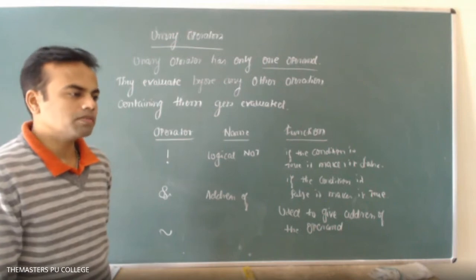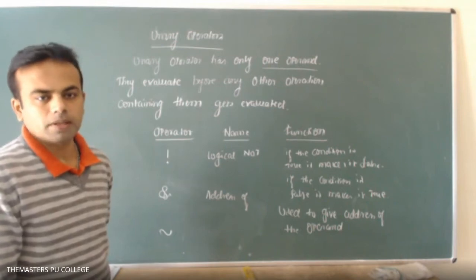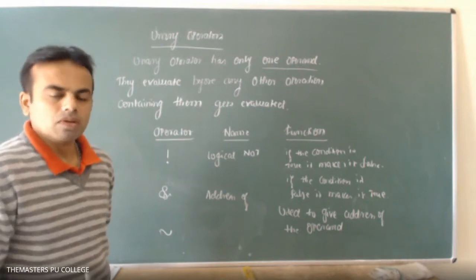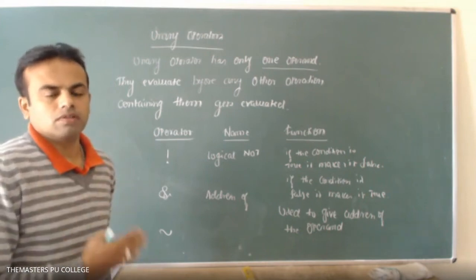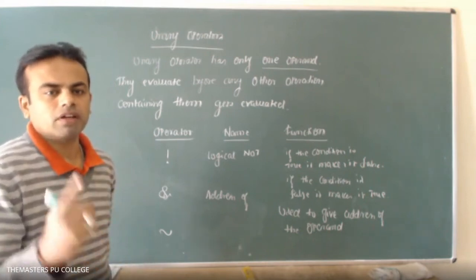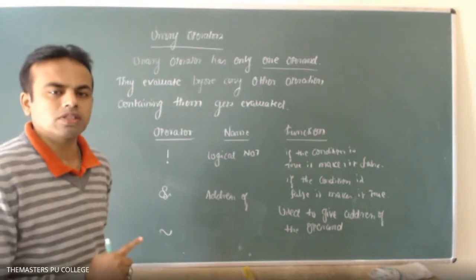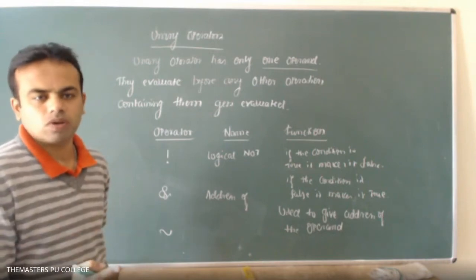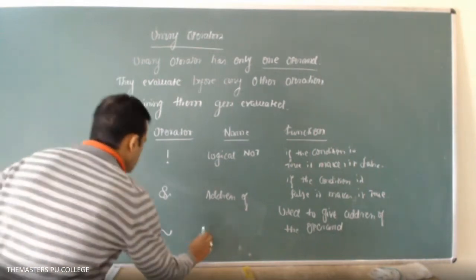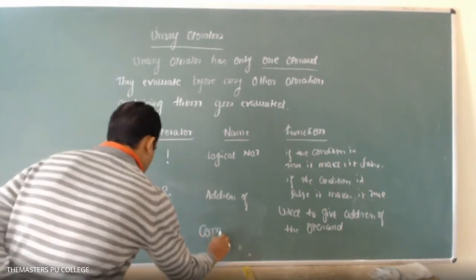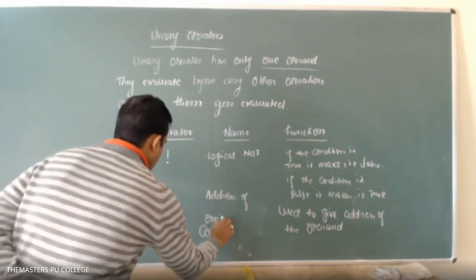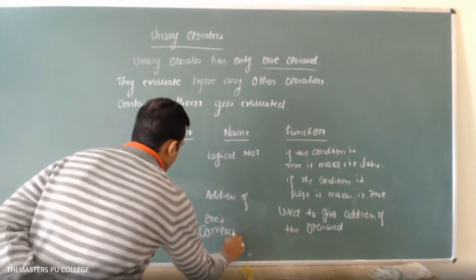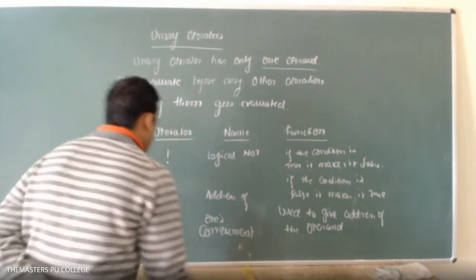Have you used ones complement, two's complement? If the value is 0, it will be written as 1. If the value is 1, it will be written as 0. So this is also known as complement. Ones complement operator. It will be known as ones complement.